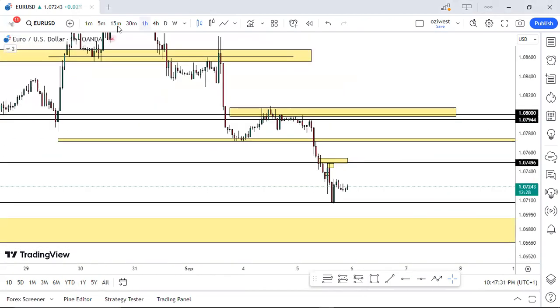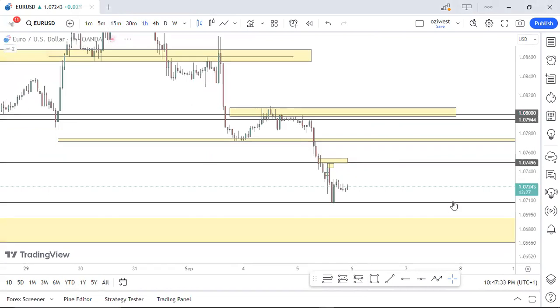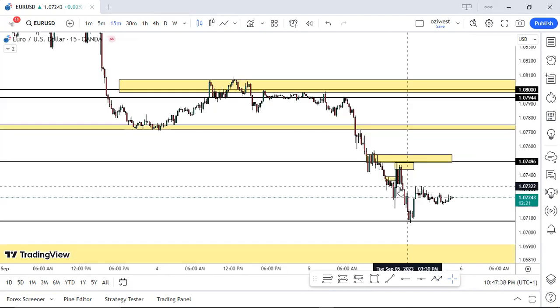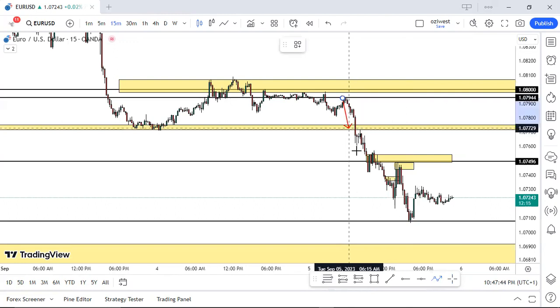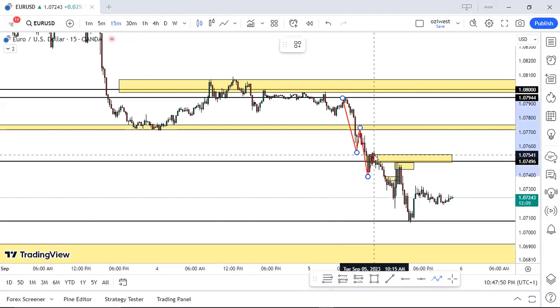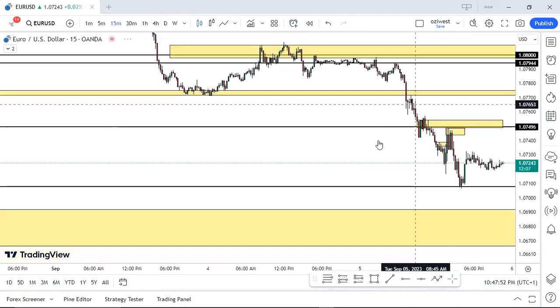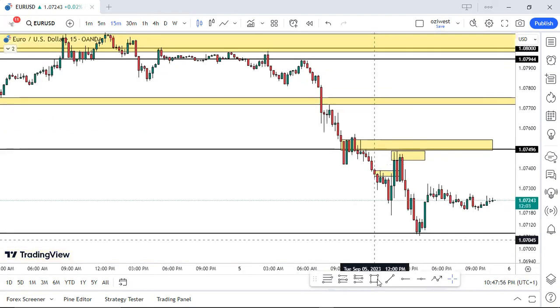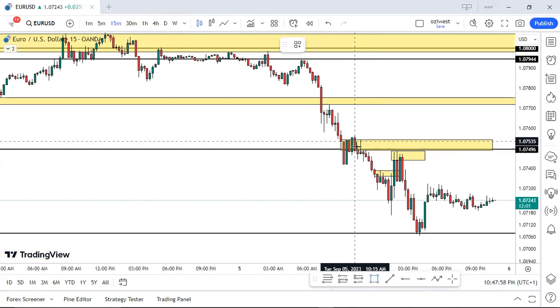So now coming to the trades that we took. Sells, obviously, because we are in a sellers market. You notice that price has been forming this market structure here. Lower lows, lower highs, lower lows, lower highs. So our first entry was at this point here, this area here.